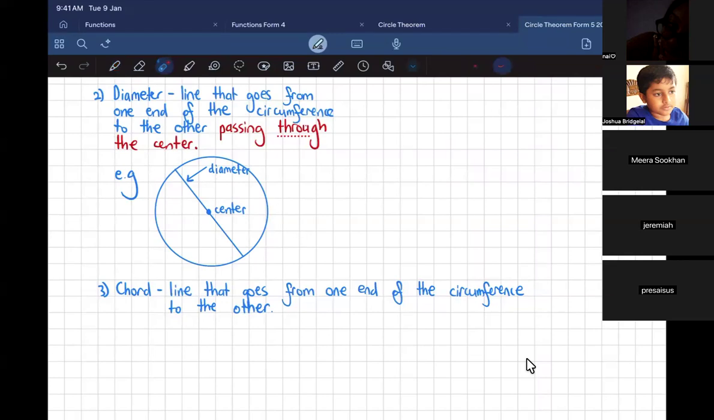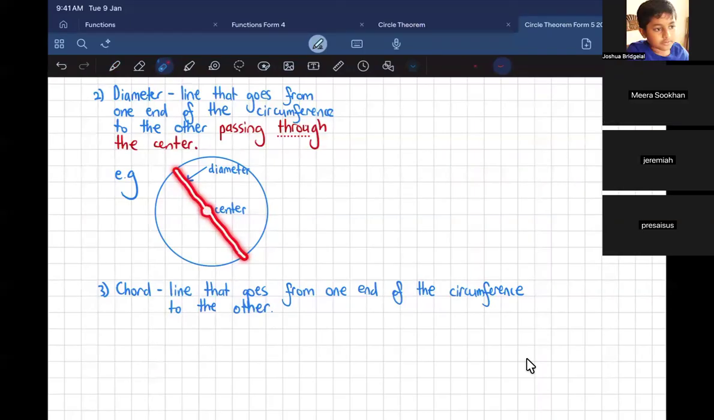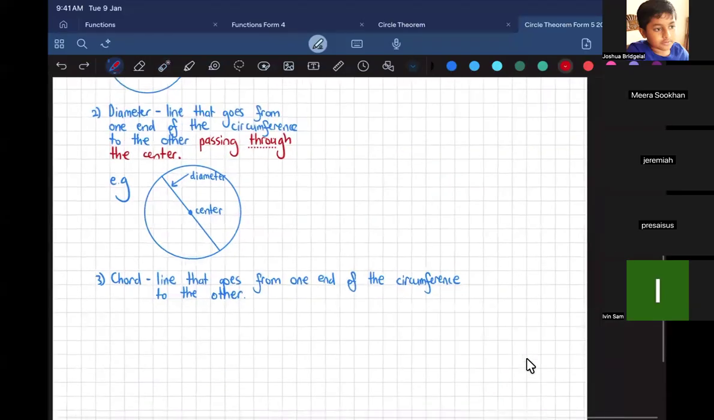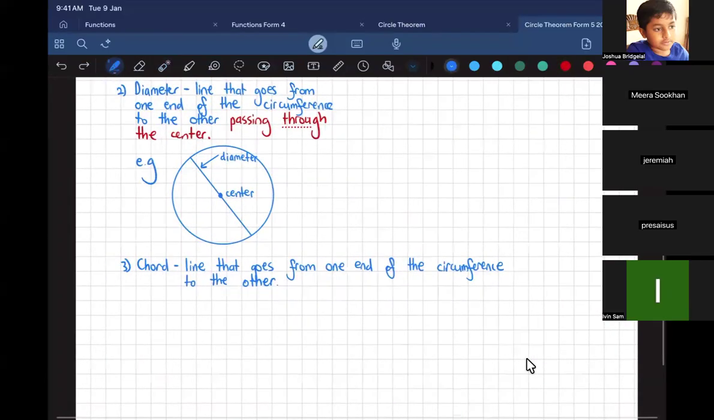Something is a diameter if it passes through the center. Something is a chord if it doesn't pass through the center. Understand? It's the same concept, it's just that it doesn't pass through the center. So there's an example here. Let me say that the center was over here. This would be an example of a chord.